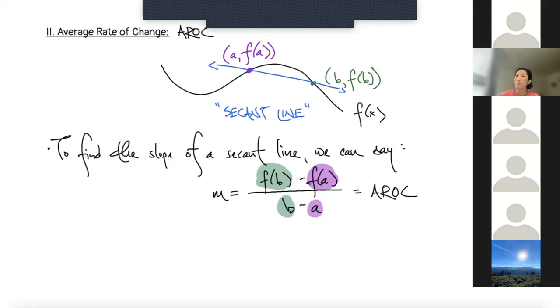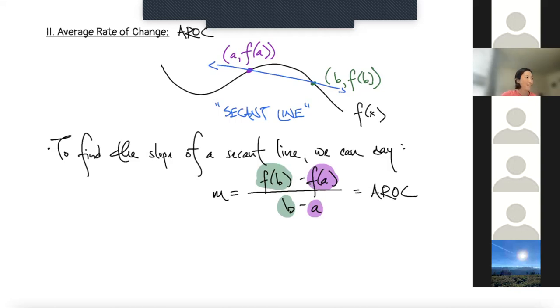So average rate of change. AROC is how we find the average velocity when we are given information about the position. So I love that idea: when we're saying find the average velocity and we have information about the position, then we want to use that slope formula. That's a great question.